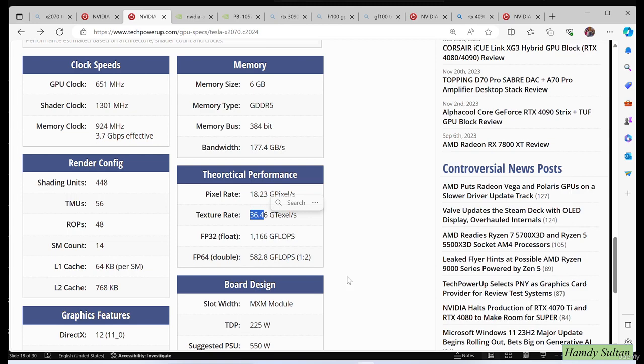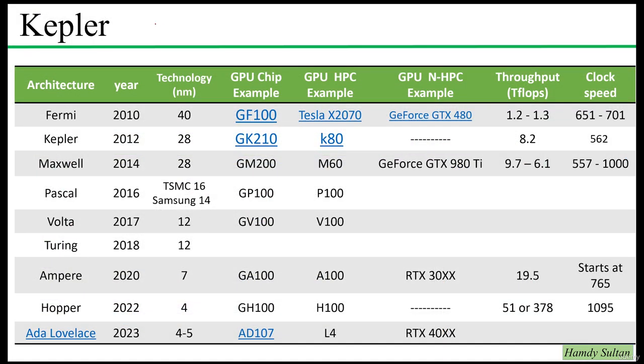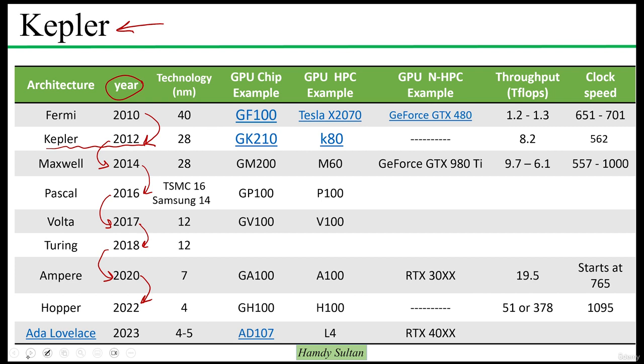Let's return to the PowerPoint to explain the next architecture, the Kepler. Two years following the Fermi release, Nvidia launched the Kepler architecture. Observing this column, it becomes clear that Nvidia has a pattern of releasing a new architecture roughly every 1 or 2 years. The Kepler architecture is manufactured with 28 nanometers technology, compared to the 40 nanometers technology used with the Fermi architecture. The Nvidia GK210 chip is primarily known for being used with the Tesla K80 GPU.